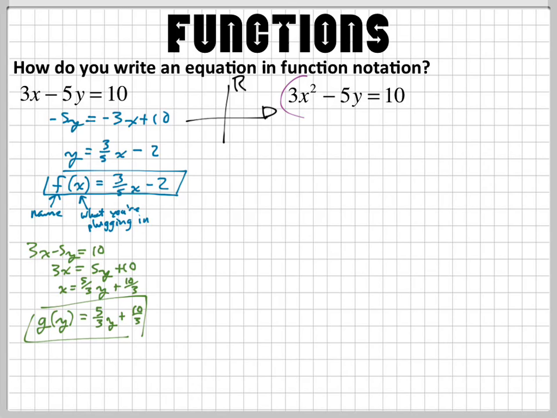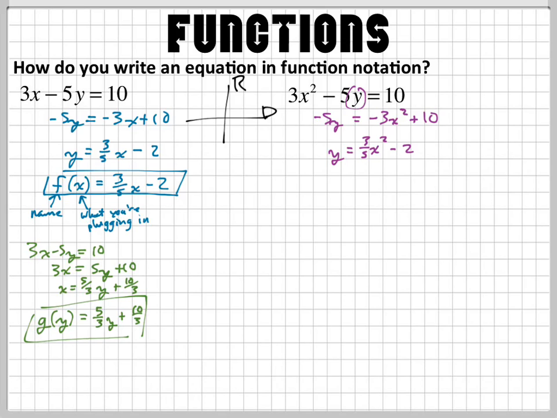All right, but what about this one? This one's a little different. Why? Because of that squared right there. So let's make this one into a function of x. In order to make this one a function of x, we have to get the y alone, so let's do that. We move the negative 3x squared to the other side, and then we have negative 5y. We divide everything by negative 5, we get y equals 3 over 5x squared minus 2. So it's almost the same thing as this guy over here, but there's a squared.